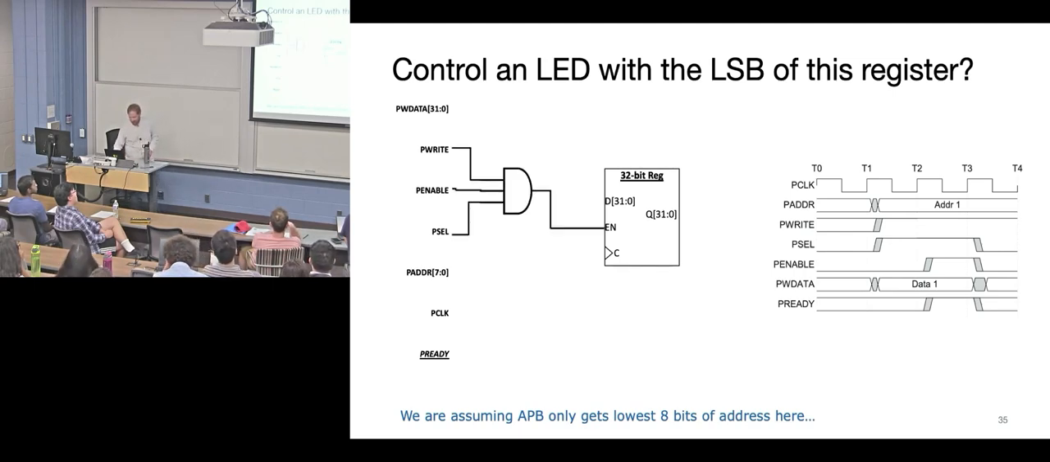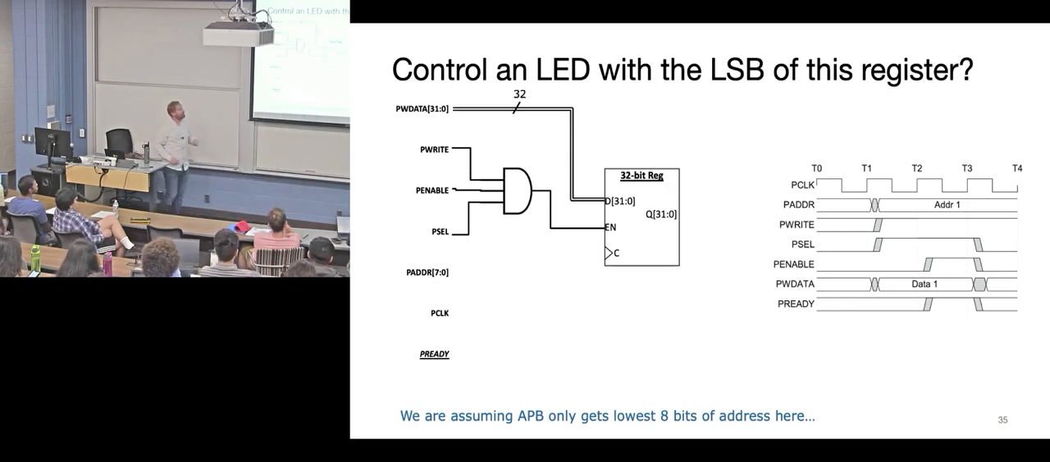Here, I'll just advance through it. We have to know when to enable this D flip-flop. So this is a register of 32 D flip-flops stacked, right? We're going to have 32 bits coming into it. The nomenclature just means it's 32-bit parallel. And only when write enable, P-select and P-enable are all high would you be clocking in some data.